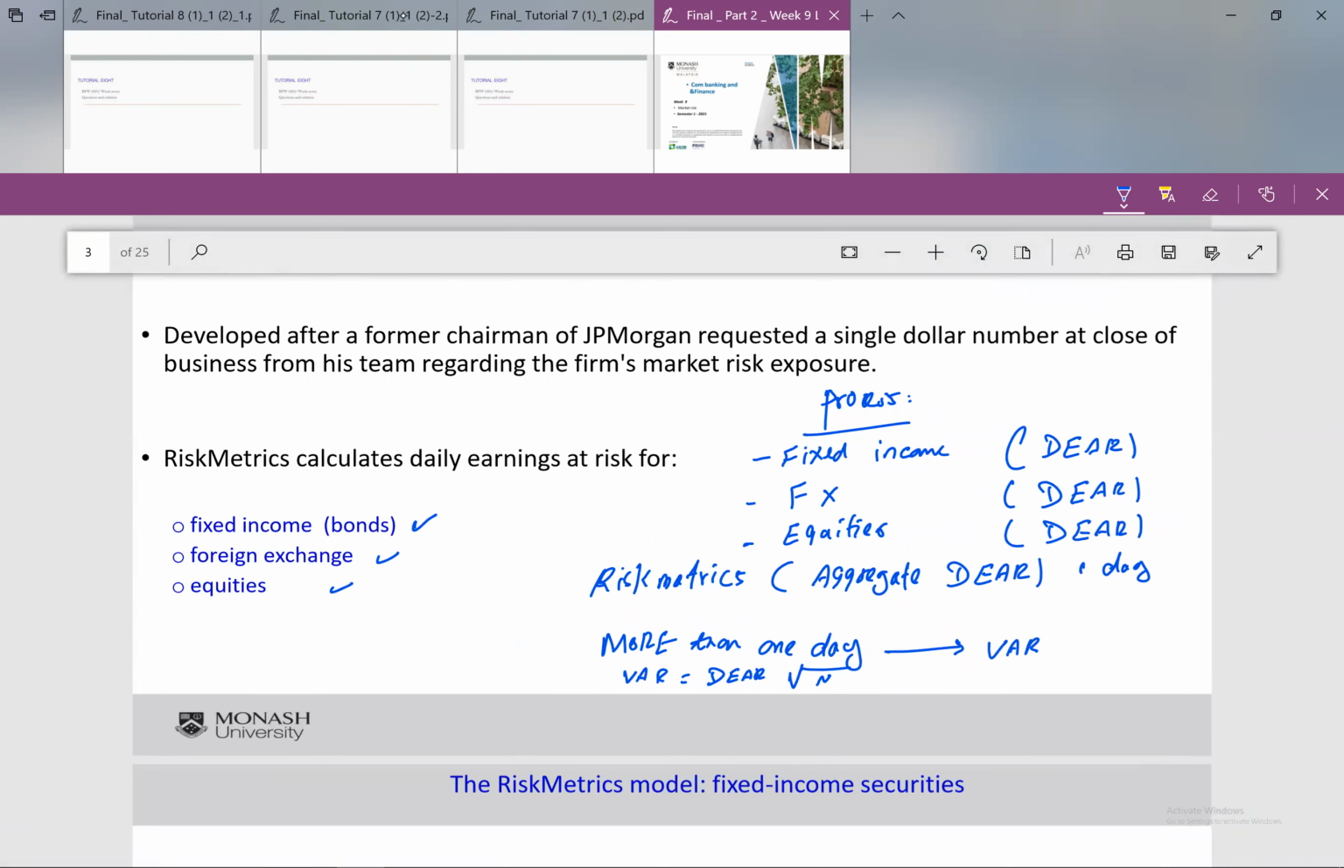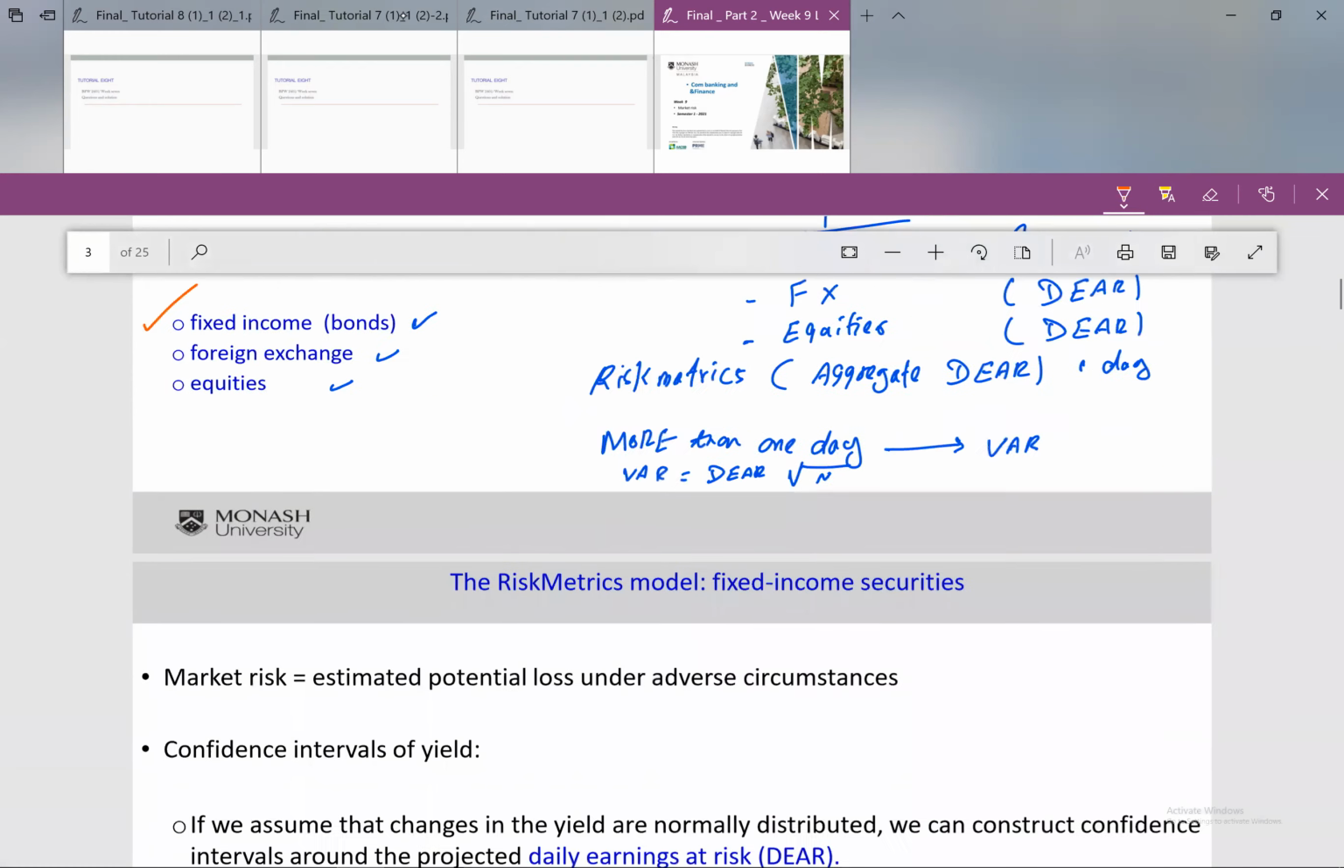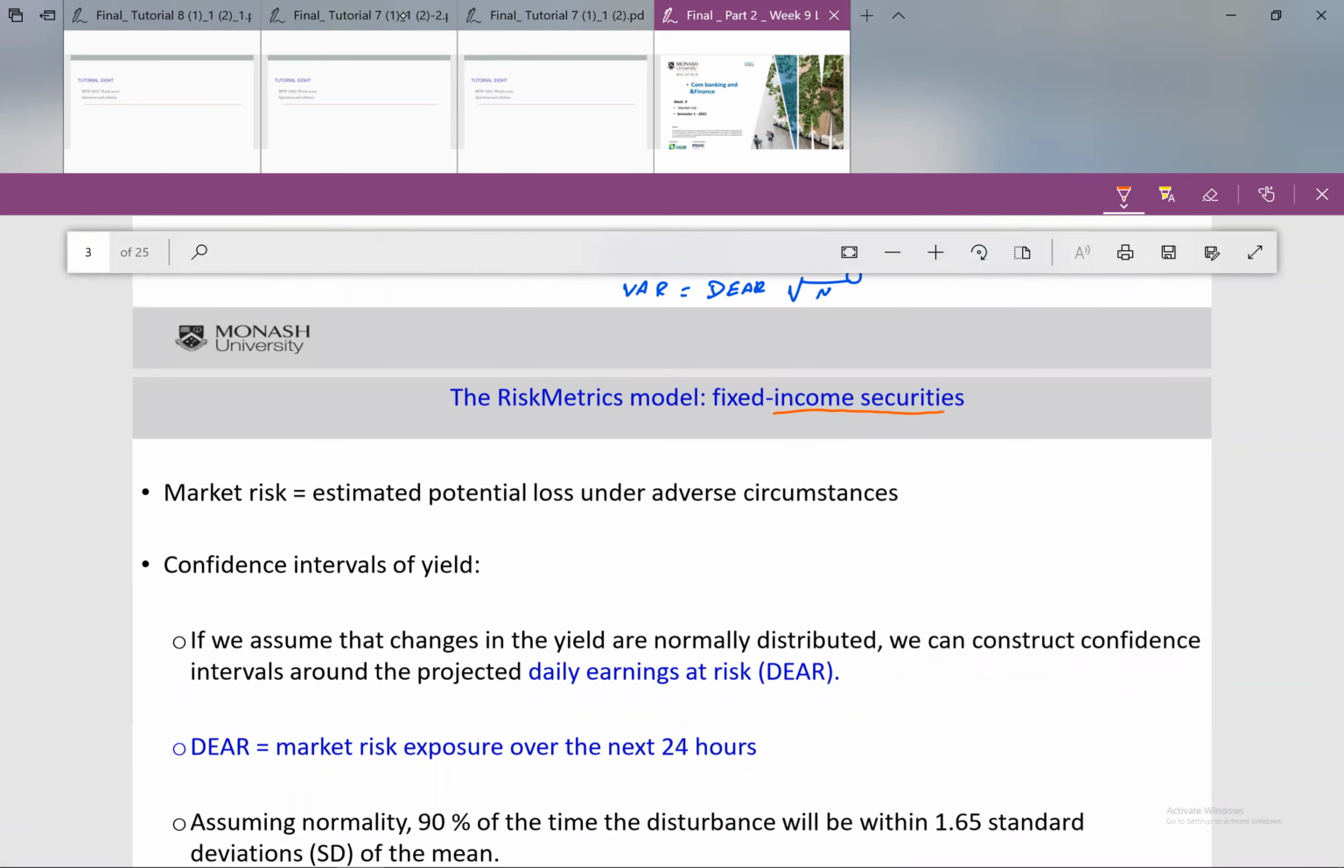And let me now start, if you allow me, please, with the fixed income. Now, this is the fixed income. When we are talking about the fixed income, the market risk is the estimated potential loss under adverse circumstances, which means we have to use distributions, because market risk is very random. And when we use the normal distribution, we have to have a confidence level. That confidence level can be 90% or 99%, and we will see what type of confidence we will use.